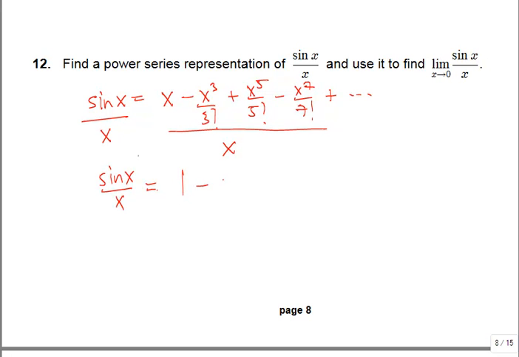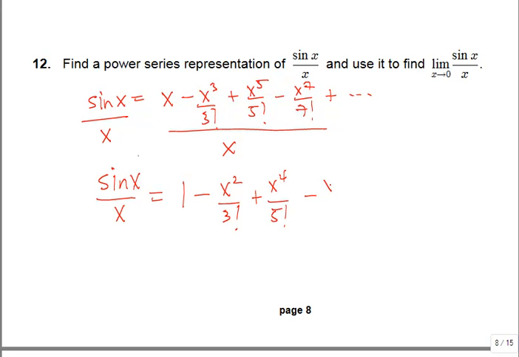So we'll have sine of x over x equals 1 minus x squared over 3 factorial plus x to the 4th over 5 factorial. So when we divide by x, we're going to lose a power of x everywhere. So we'll get x over x, which is 1, minus an x squared over 3 factorial plus an x to the 4th over 5 factorial minus an x to the 6th over 7 factorial, etc.